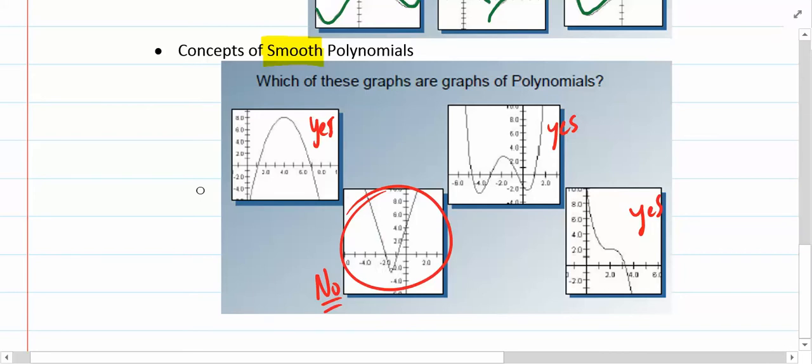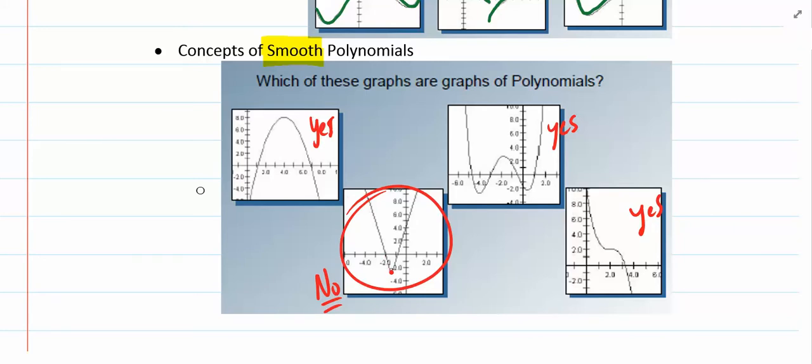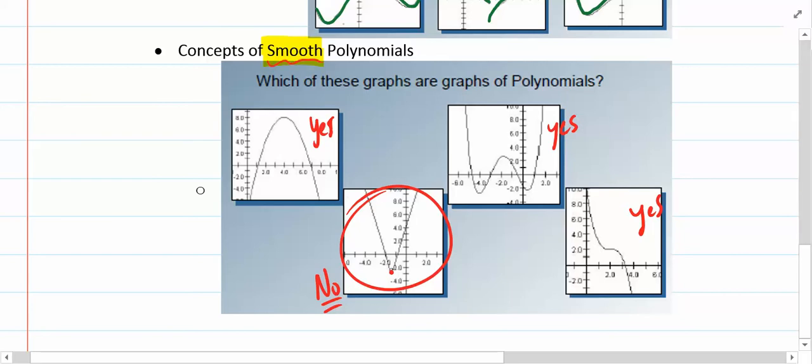Now, this is a graph of an absolute value equation, and it is continuous. I can draw it without lifting my pencil. But this point down here at the bottom is a sharp angle that prevents this graph from being what we would call smooth. So again, this picture here is an example of a continuous graph, but it is not a polynomial because it has a sharp corner to it.